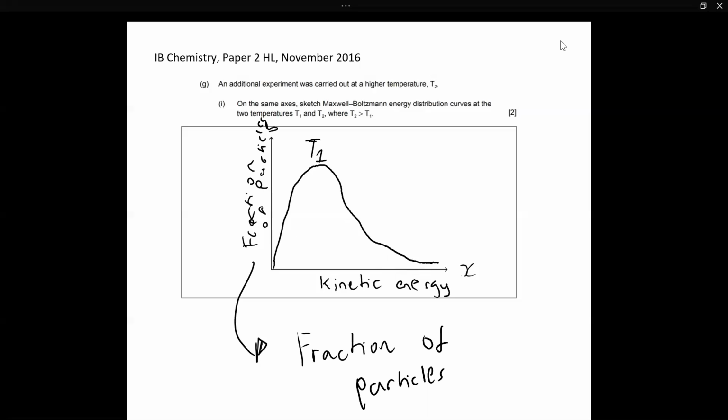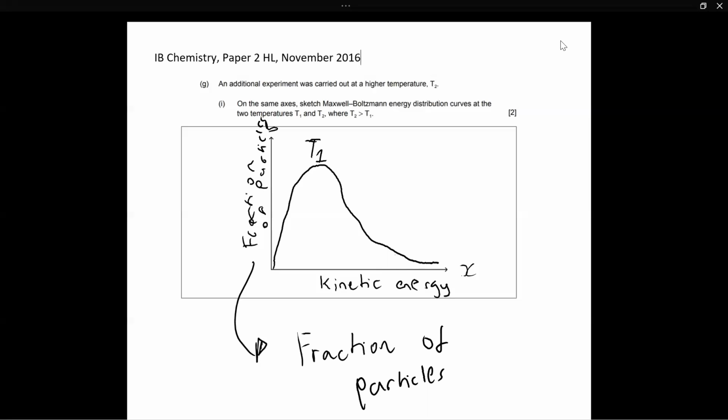Now, they've told us that in the second reaction, which is T2, they have increased the temperature, right? They have made it higher. And we all know that when you increase the temperature of a particular reaction, the particles in that reaction automatically get more kinetic energy, right? We've learned that since 6th, 7th grade.